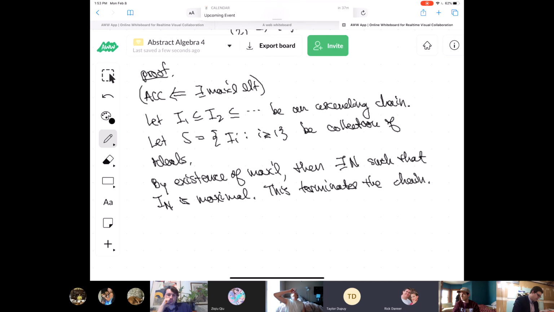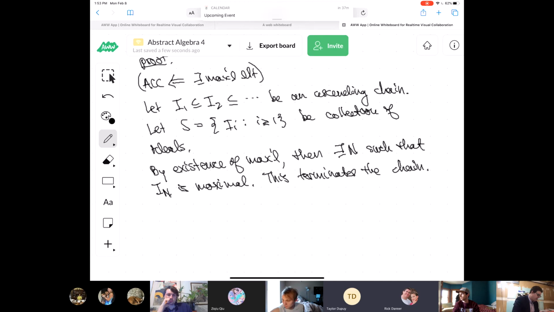Oh, last week we just proved that rings have maximal ideals, period, right? Yeah. Okay. This maximal is not the same as that maximal. This maximal is just maximal among the set. That maximal is maximal out of all of them.